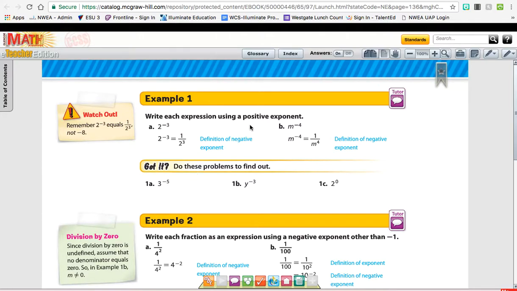For writing expressions using a positive exponent, we want to make sure to get rid of that negative exponent by moving it to the denominator. So in the example here, 2 to the negative third power is equal to 1 over 2 to the positive third power. And m to the negative fourth power is equal to 1 over m to the positive fourth power. Try to do 1A, B, and C on your note sheet by pressing pause and working them out on your sheet, and then press play to check your answers.